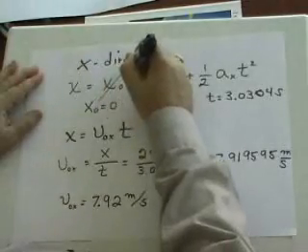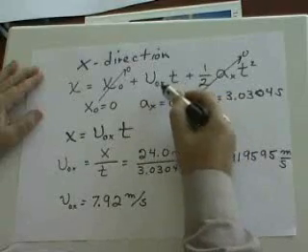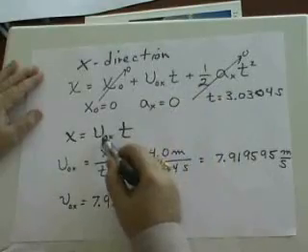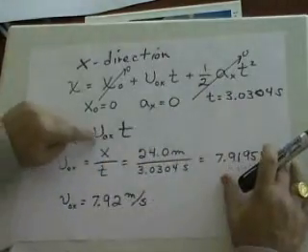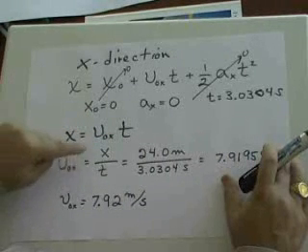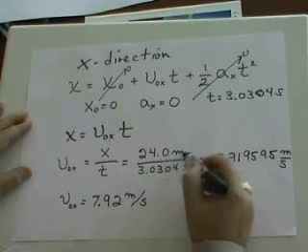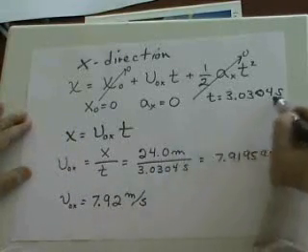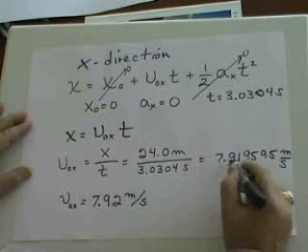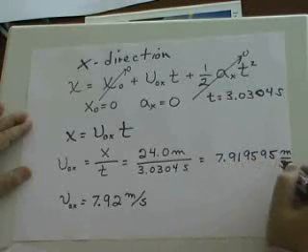Then we can put this in the equation. You see x naught goes to 0. a x goes to 0, leaving only the v naught x t left. So x equals v naught x t. This is the one we want to find. We're trying to find v naught x. So we rearrange the equation. v naught x equals x divided by t. x was given as 24.0 meters. t is what we picked up from over here, 3.0304 seconds, equals 7.919595 meters per second. Again, that's too many numbers.